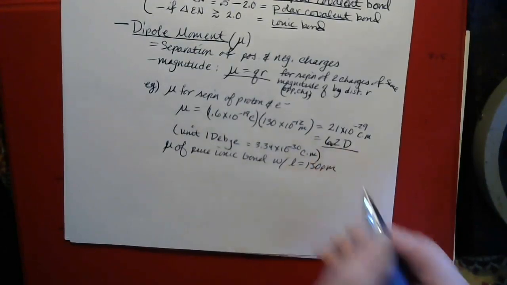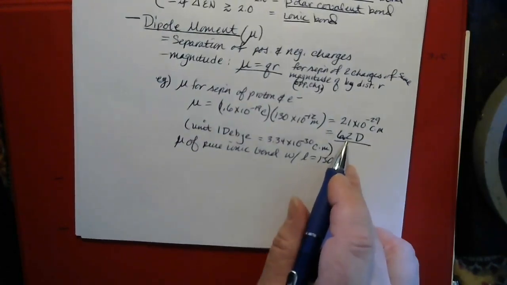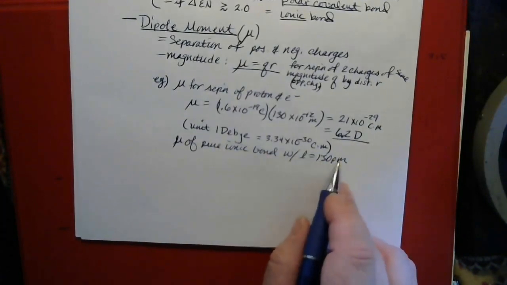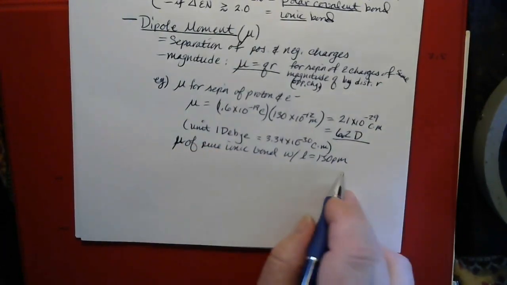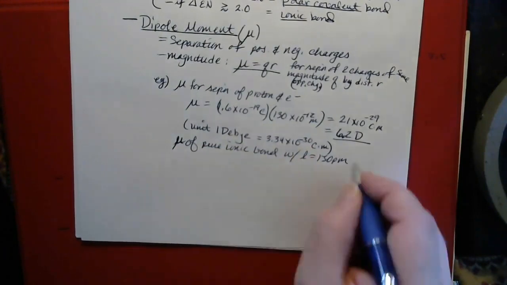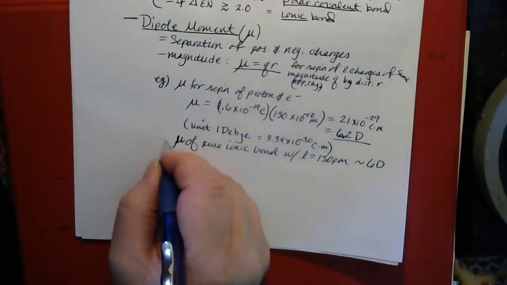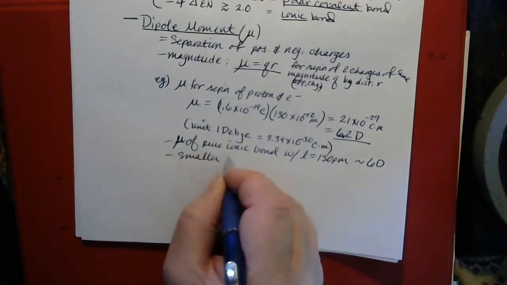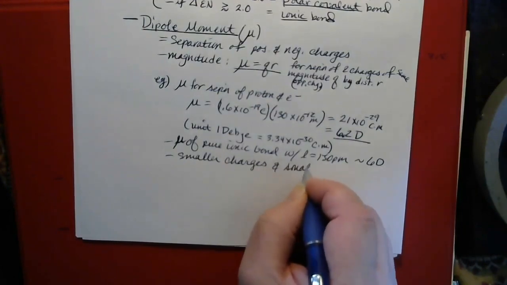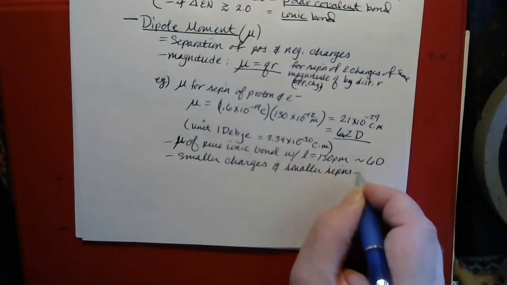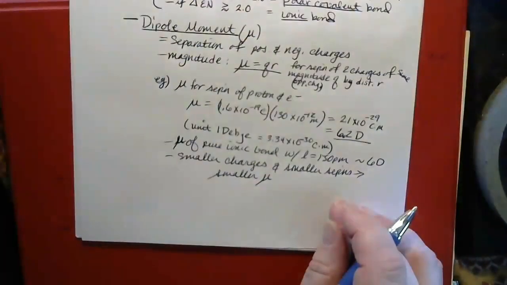This is actually kind of an idealized situation, because this is more polar than a pure ionic bond with that bond length would be. The dipole moment of a pure ionic bond with a bond length the same as this would be about 6 debye. And smaller charges and smaller separations generally lead to smaller values for the dipole moment.